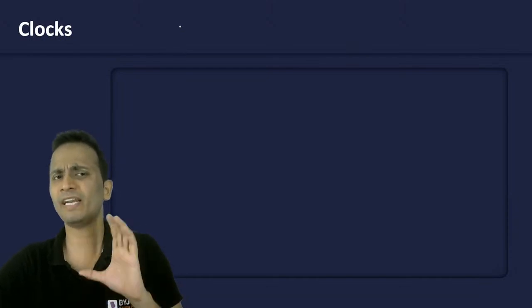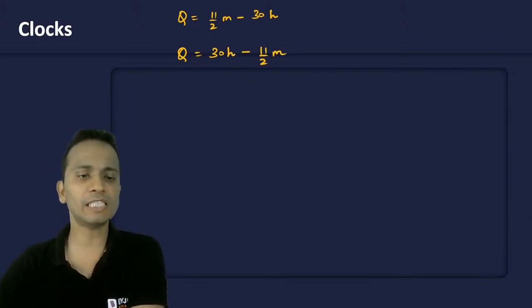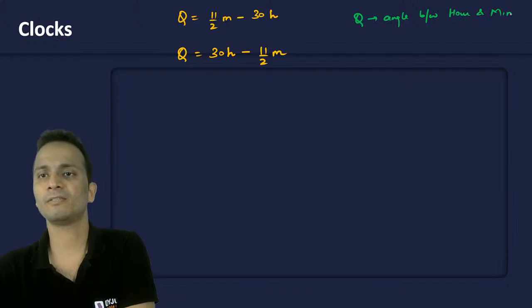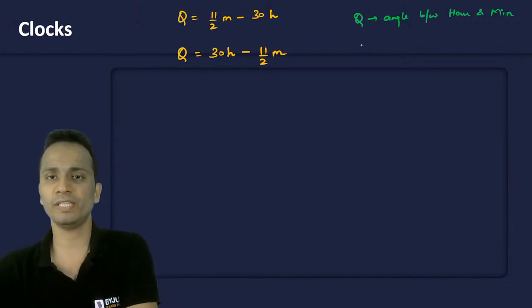It's not a single formula. It's a similar formula but divided in two parts. So the formula is theta is equal to 11 by 2m minus 30h. Also theta is equal to 30h minus 11 by 2m. Now let us understand what is this theta, m and h. So theta is the angle between hour hand and minute hand. There are two hands that we will be considering, hour hand and minute hand. So theta is the angle between them. M is the number of minutes and H is the number of hours.